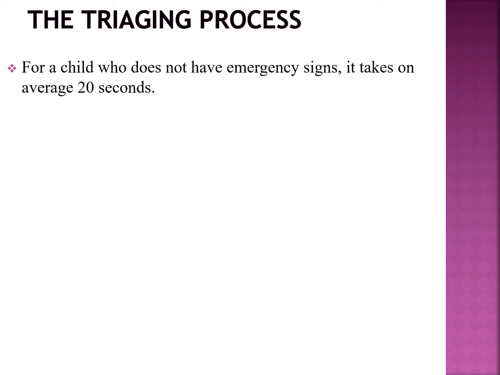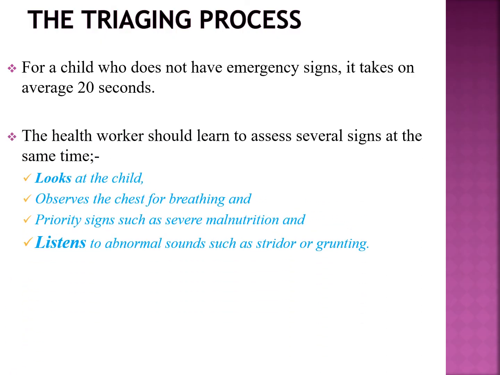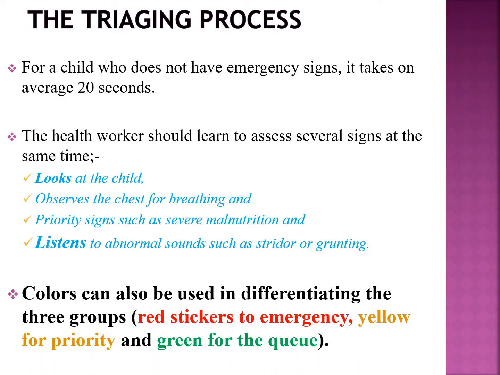The triaging process for a child who does not have emergency signs takes on average 20 seconds. The health worker should learn to assess several signs at the same time, such as looking at the child, observing the chest for breathing, and checking priority signs such as severe malnutrition, and listening for abnormal breath sounds such as stridor or grunting. Colors can also be used in differentiating the three groups. Red indicates an emergency sign. We can also use yellow for priority and green for the queue.